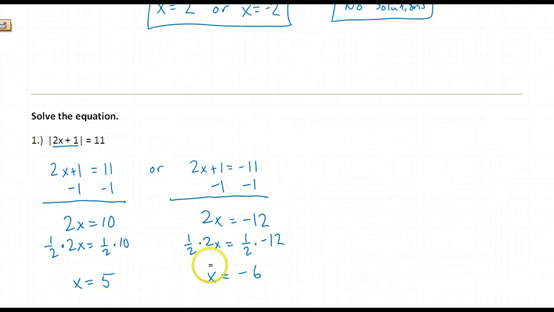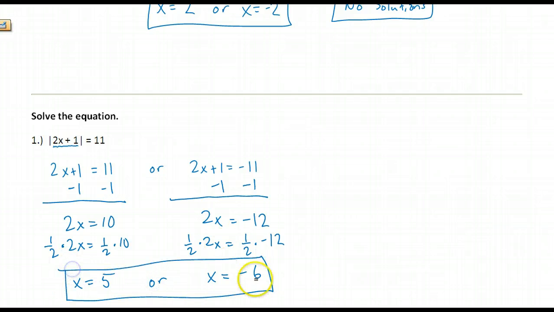So I have two choices. x could be 5, or x could be negative 6. If I plug 5 back in, 2 times 5 is 10, plus 1 is 11. So 5 gives me this answer of 11, and when I take the absolute value of 11, I get 11. If I plug negative 6 in for x, I'm going to have 2 times negative 6, which is negative 12, plus 1 gives me negative 11.